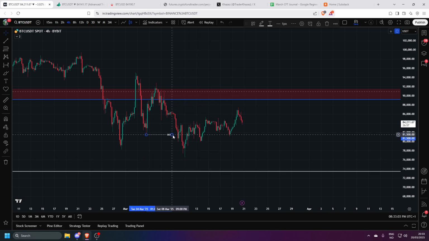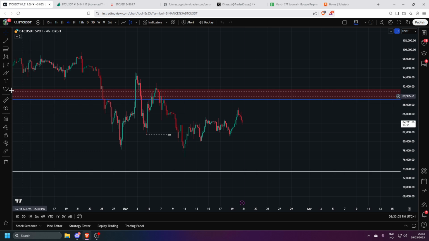Okay, small. This is my break of structure, okay? So what am I looking for now? I'm more interested in shorts, right? We are below our local range, below our quarterly mid-range.